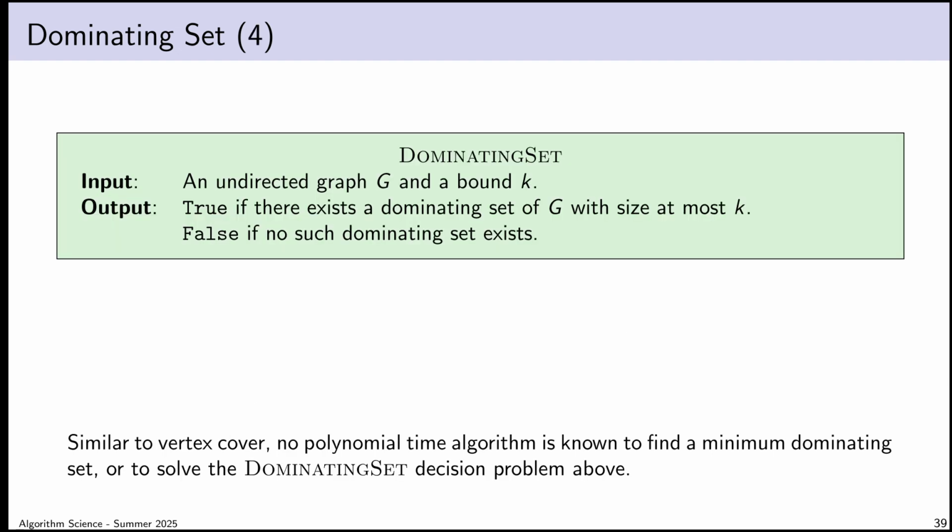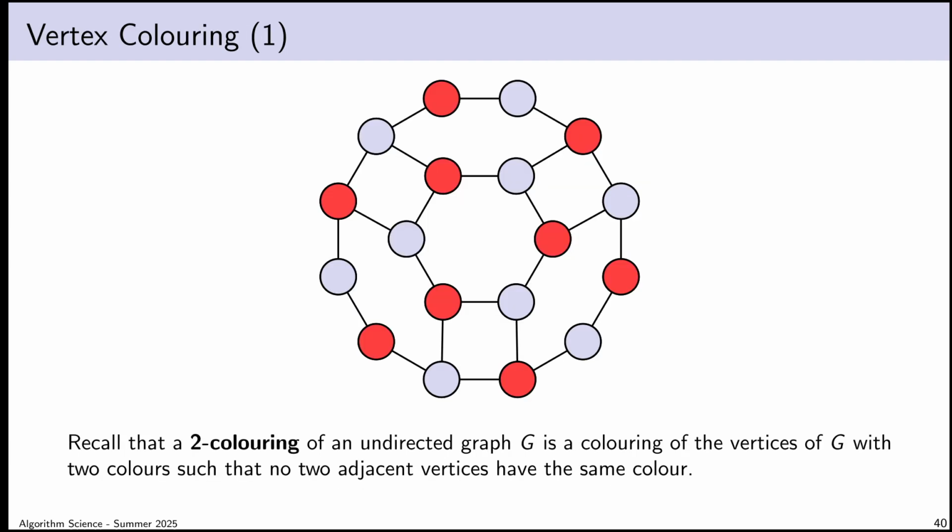And similar to vertex cover, unfortunately, it turns out that no polynomial time algorithm is known to find a minimum dominating set, or to solve the decision problem of whether a dominating set of a particular size exists. I know this one for sure because earlier in my career, I spent a whole ton of time studying the dominating set problem.